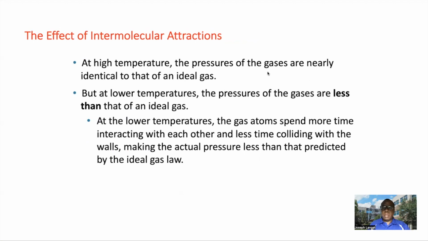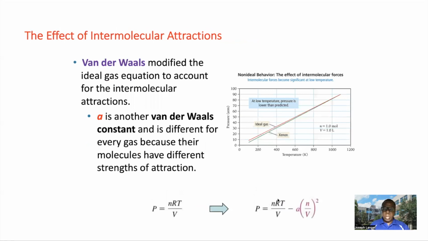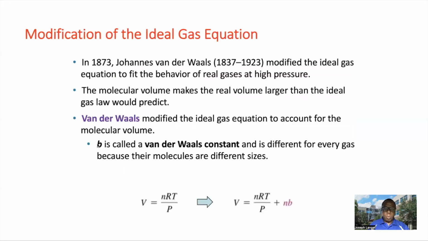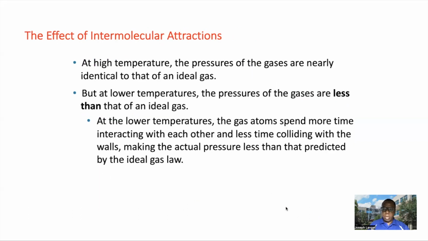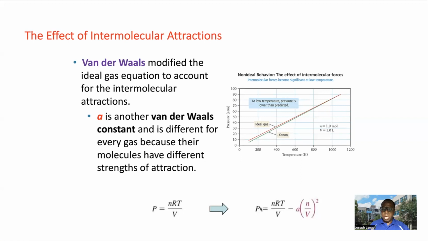There is also pressure correction, which I want to show you as well. At a high temperature, the pressure of gases is nearly identical to that of an ideal gas, but at low temperatures, the pressure of real gases is lower. There is the pressure correction as well. This is what I want to show you in terms of pressure. Remember, that was volume. a is called the van der Waals constant, and it is used for pressure correction. b is used for what? Volume correction. So b here is volume correction, and a is pressure correction.